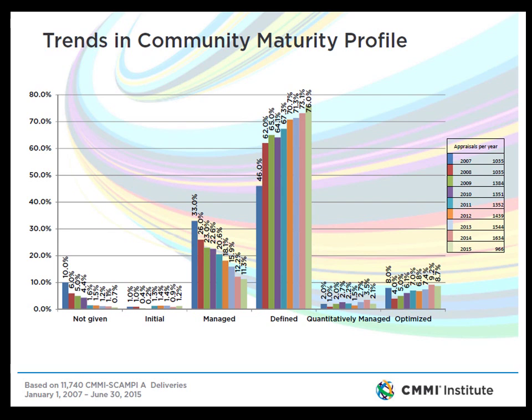And here they're showing trends over time of the use of these models and how they're leading to many more organisations being at higher levels of maturity, higher levels of performance.